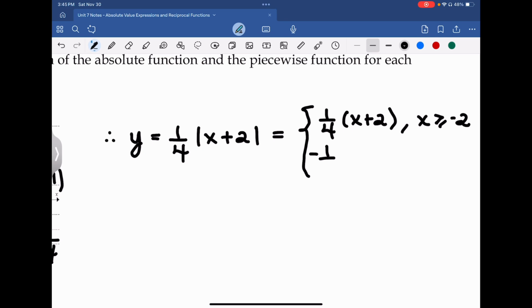Our other component was the negative variant of this. We put negative, and then we write all of the exact same terms here, x plus 2, and this occurred when x was less than -2.